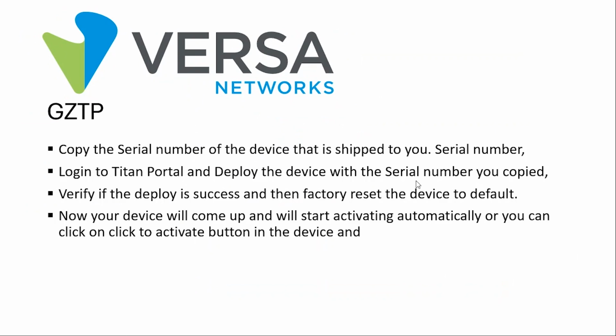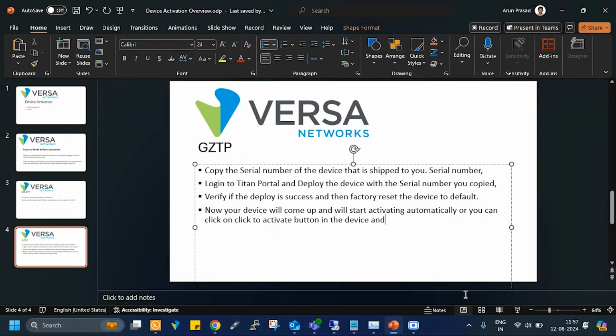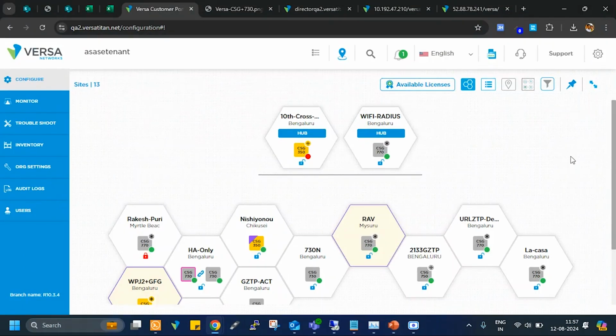Log into the Titan portal and deploy the device with the serial number you copied. Verify the deploy is successful. Once the deploy is successful, then factory reset the device. I'll show you how to factory reset the device. Now your device will come up and will start activating automatically, or you can click on the Activate button on the device. Now we are going to the Titan portal.